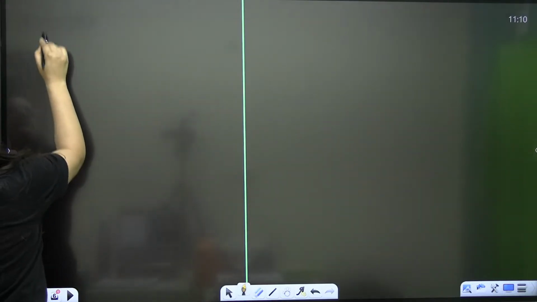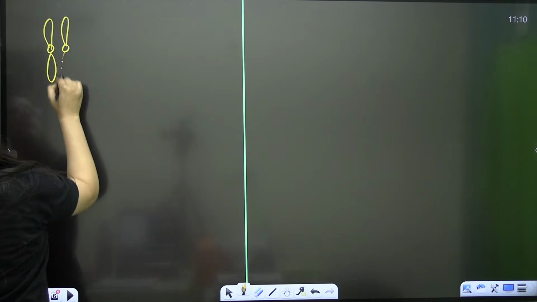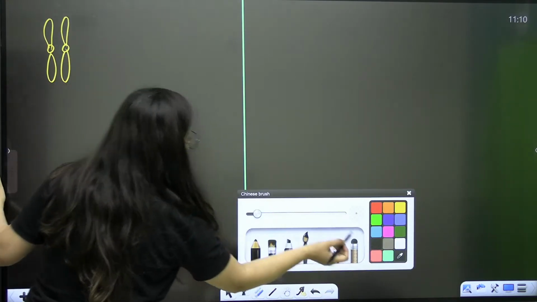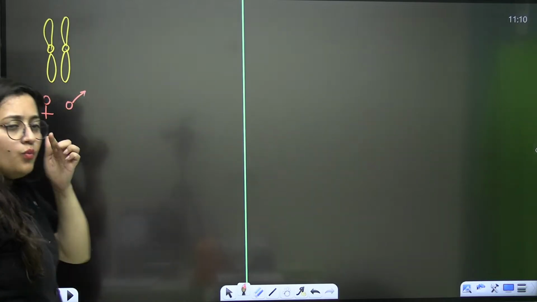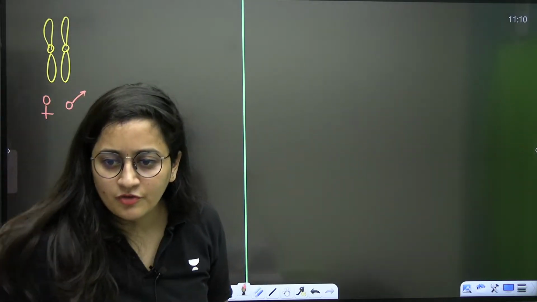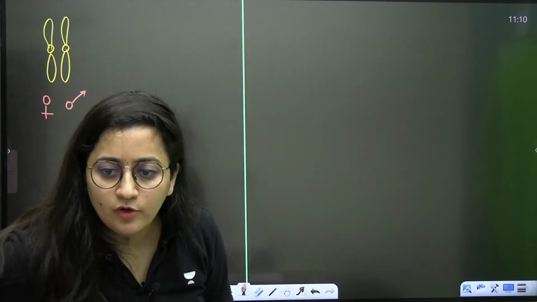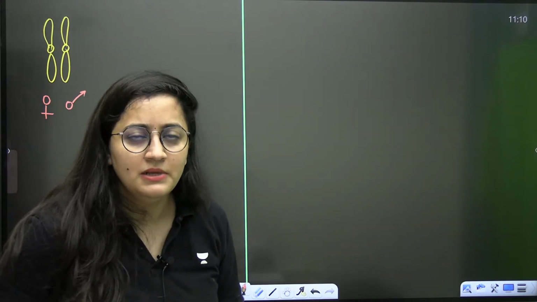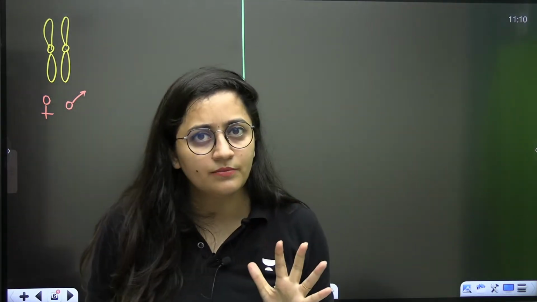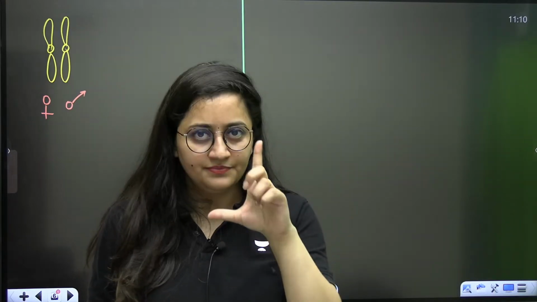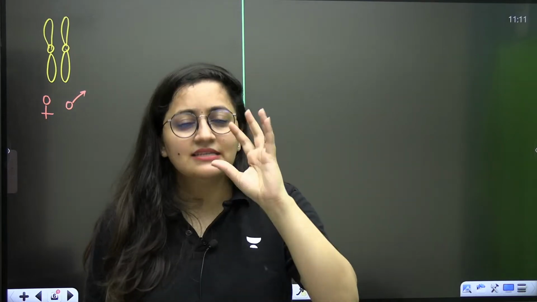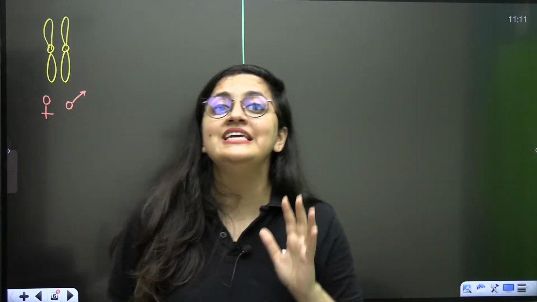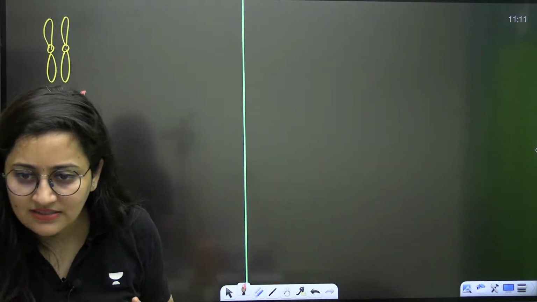Now, this is the pair of chromosome. One is from mother, another is from father, right? So why do we call it a homologous pair of chromosome? Smitha, why do we call it a homologous pair of chromosome? Because it is having the same centromere position, the same size, the same shape, and even the genes are the same. Yes or no?